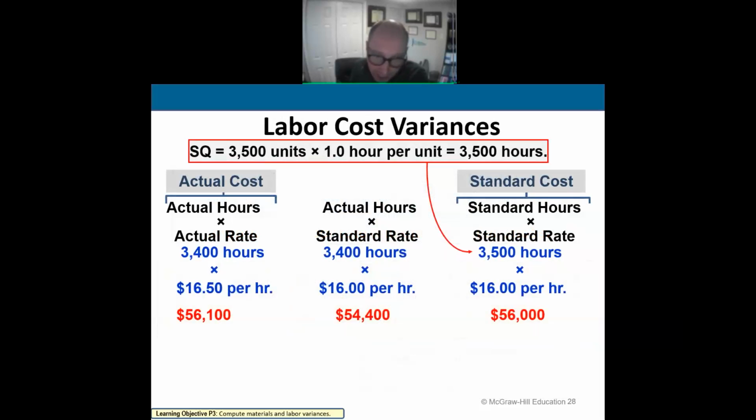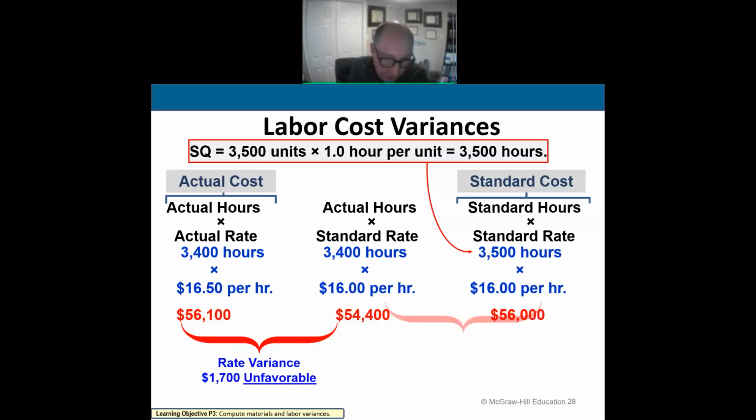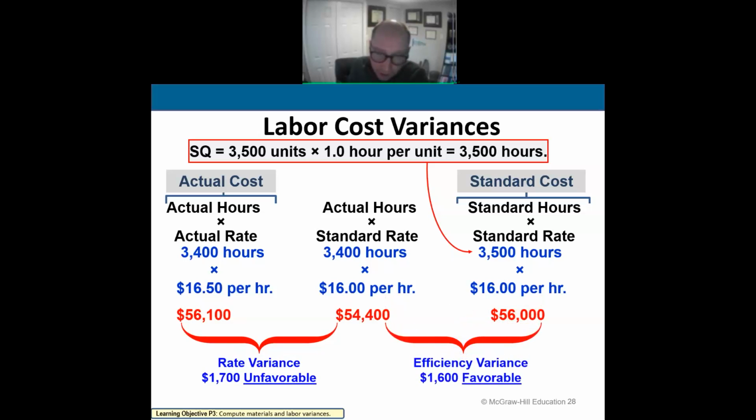Actual hours times actual rate gets you your actual cost. Standard hours times standard rate gets you your standard cost. And of course, your actual hours times your standard rate is used for your variance. Unfavorable variance, $1,700 for the rate, but you have a favorable variance for efficiency, giving you a total cost variance unfavorable of $100.